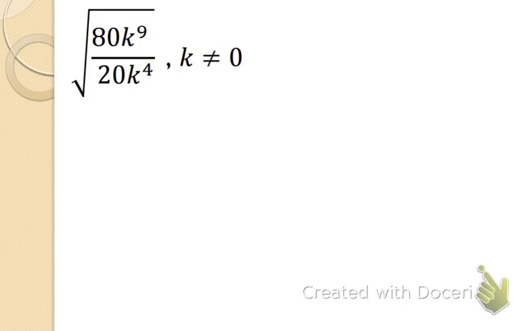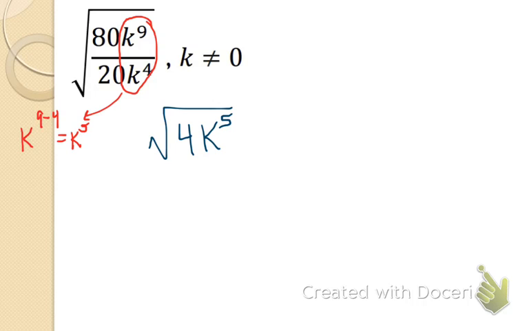And last example. So quickly, again, cut down on steps. 80 and 20 can be reduced, but guess what? Here I can use the properties of exponents again. I can subtract those powers. So I'm going to rewrite this. So we actually end up with no more fractions. 80 divided by 20 was 4. K to the 9 divided by k to the 4, subtract the powers, and we get k to the 5th.